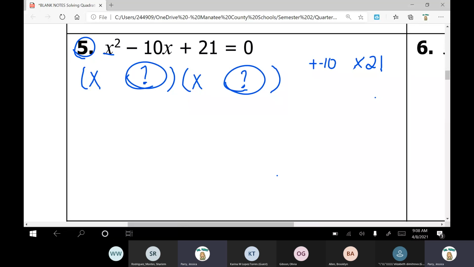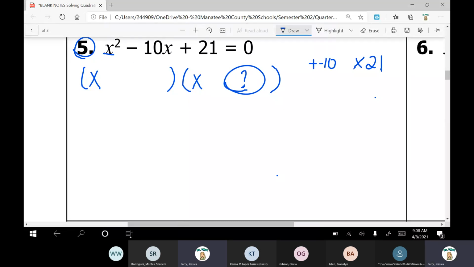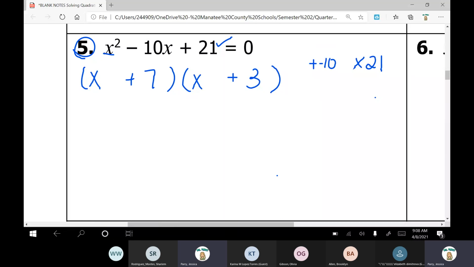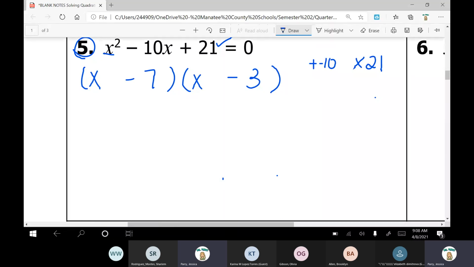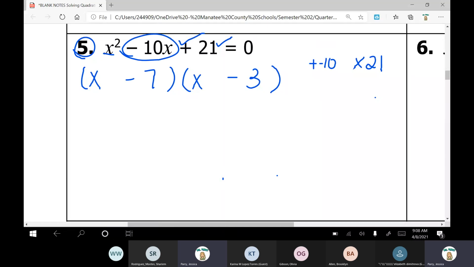I see someone did a 7 and a 3. Let's try that out, because we know 7 times 3 is 21. So that works. But if we add these together, if it was a positive 7, positive 3, we would end up with a positive 10, but we need a negative 10. So I'm going to make these both negative. Negative 7, negative 3, add those together, and we get a negative 10. So we're going to use negative 7, negative 3. Awesome. And set this equal to 0.